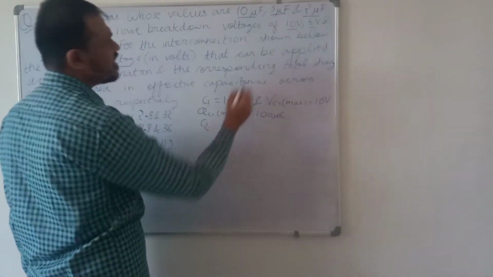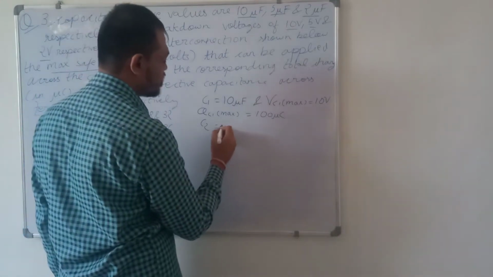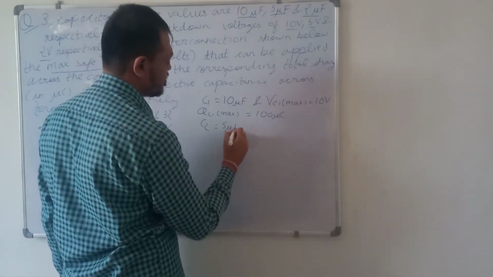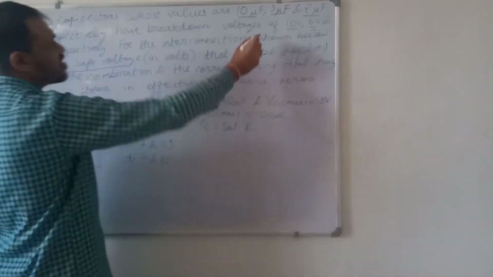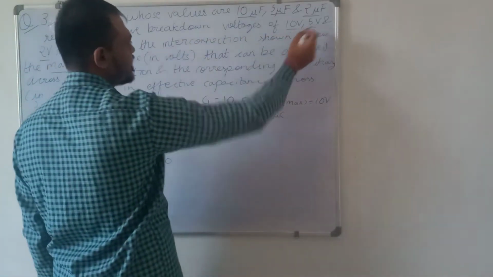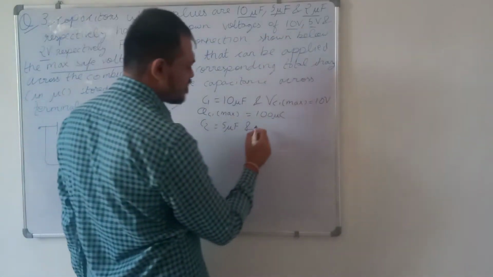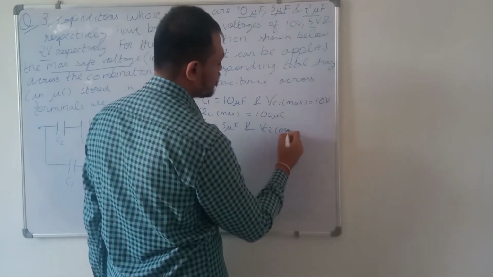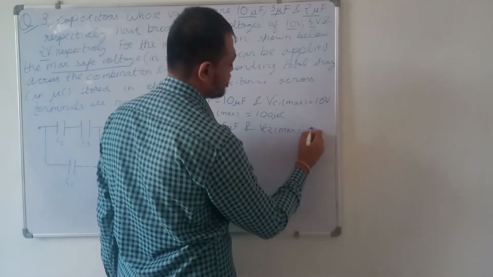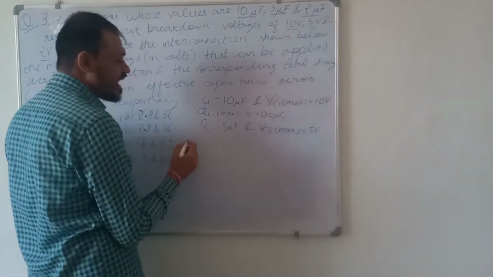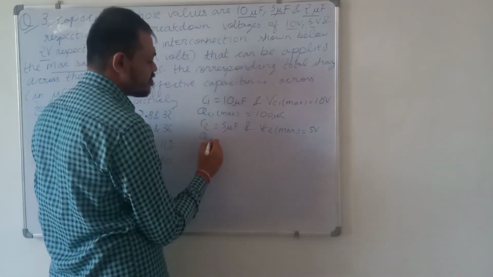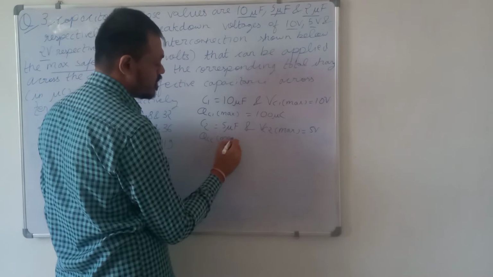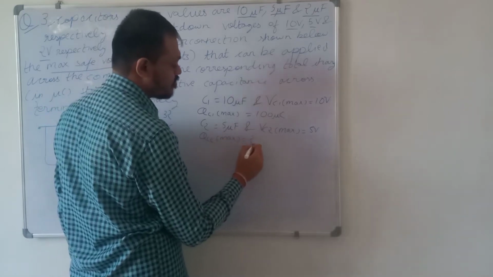Now C2 is given as 5 microfarad and the maximum breakdown voltage of C2 is 5 volt. So this is the maximum voltage that can be applied across capacitor C2. VC2 max is 5 volt. So the maximum charge across capacitor C2 can be equal to 25 microcoulomb.